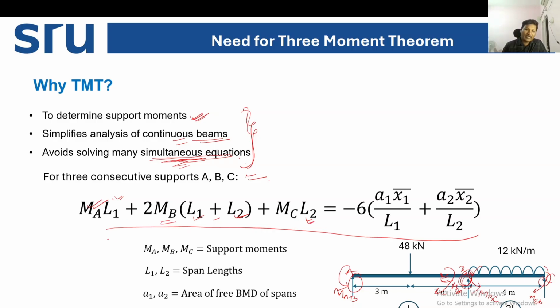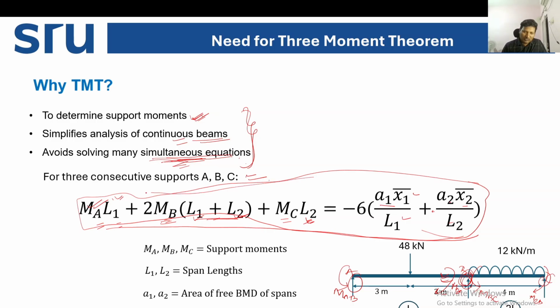See, on the left hand side, all three moments we have considered: MA, MB and MC. With MA, span 1 is coming. With MC, the second span is coming. And with MB, both spans are there. This is equal to minus 6 into (A1 x1 bar divided by L1 plus A2 x2 bar divided by L2). This formula will apply in all types of examples, or all types of continuous beams, to find out the support moments.